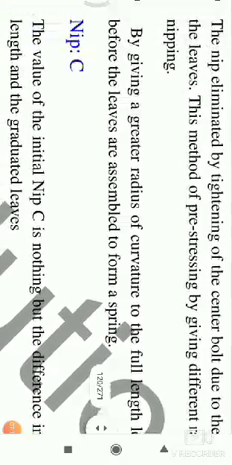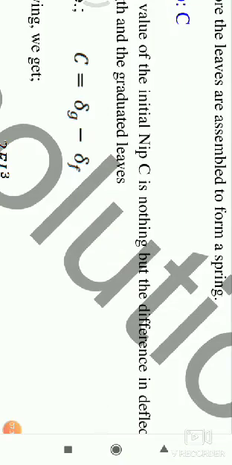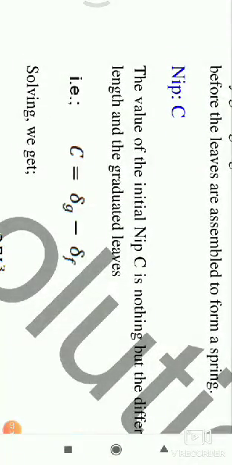By giving a greater radius of curvature to the full length leaves than the graduated leaves before the leaves are assembled to form a spring, this is called nipping. So the nip is important here. This capital C is the value of the initial nip. Nip C is nothing but the difference in the deflection of the full length leaves and graduated leaves, because it happens by deflection.